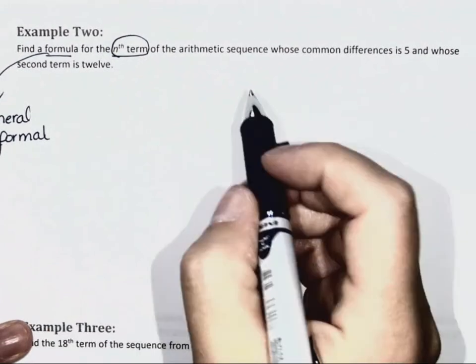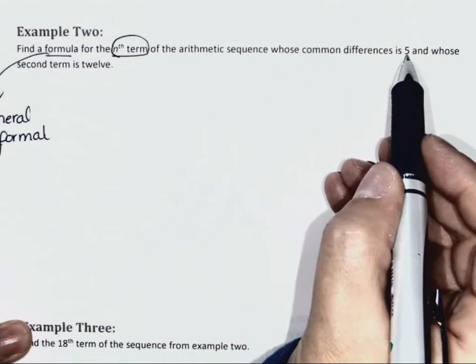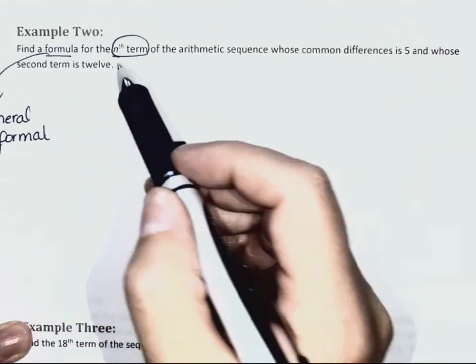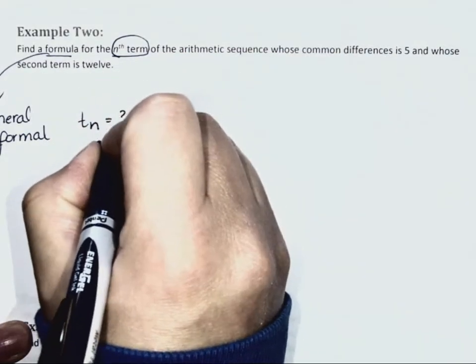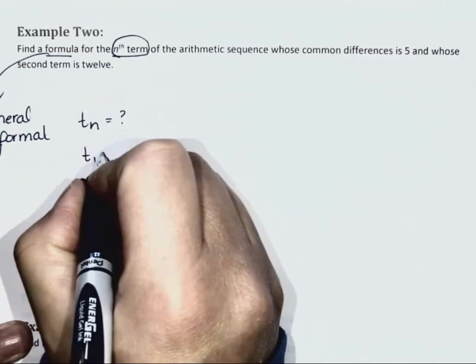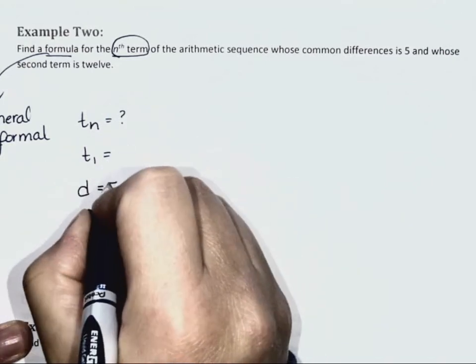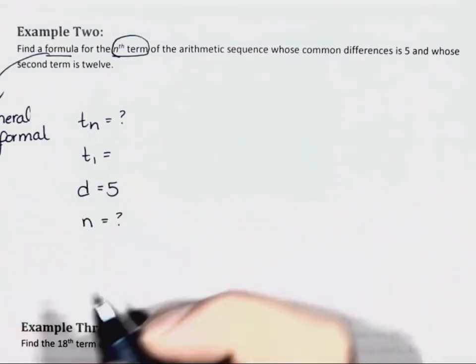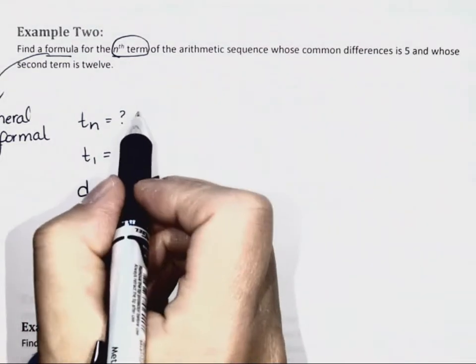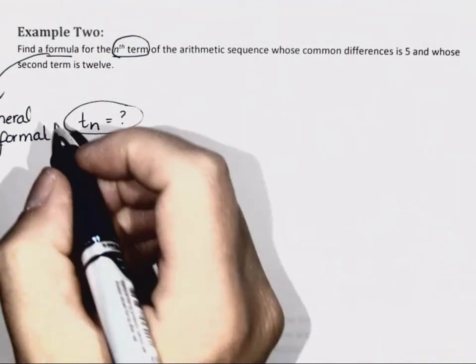Okay, so it's an arithmetic sequence, that's good, whose common difference is 5 and whose second term is 12. Okay, so let's write down some stuff that we know. Tn, we're never going to know. T1, don't know that either. I know the common difference is 5, and n is going to stay n, because I'm making a general term. So when I do a general formula, this and this will stay as letters.